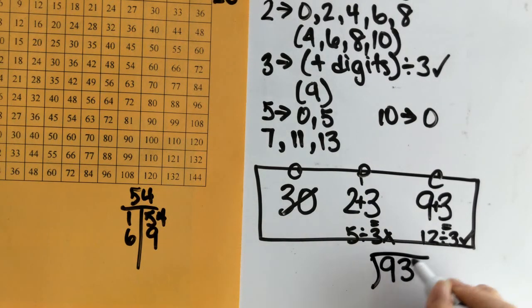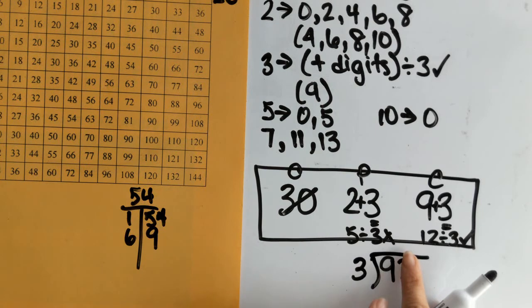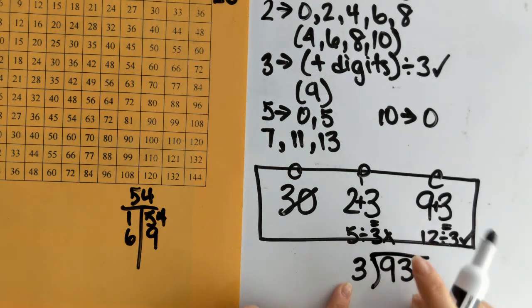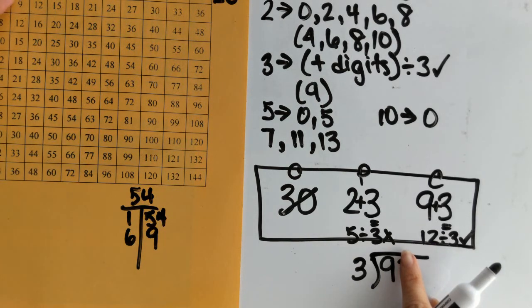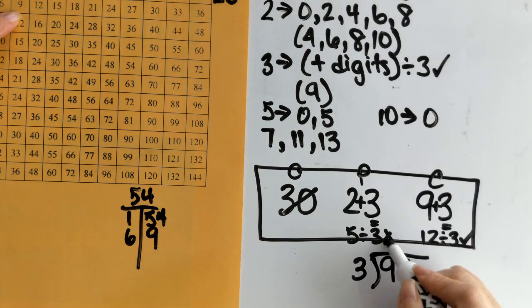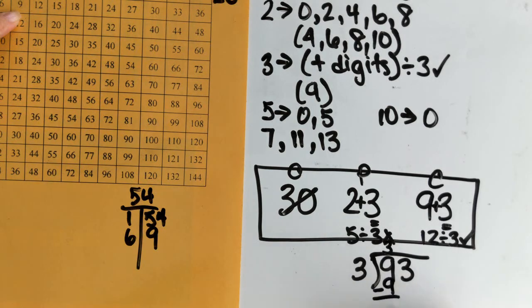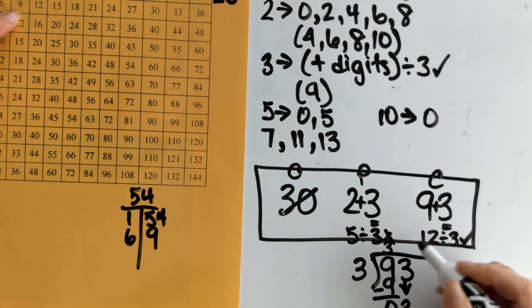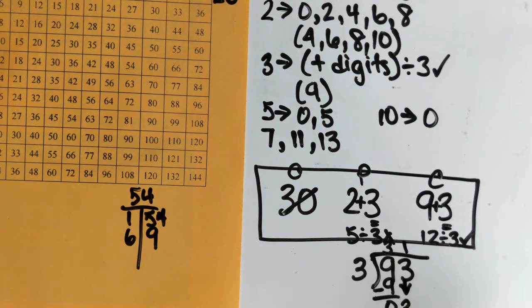Okay, so I'm going to divide. So 9 divided by 3, we're going to put our finger on the 3's column, and 9 is right here, so we know that 3 times 3 gives us 9. We subtract it, we get 0. And now we bring down this 3, and 3 divided by 3 is 1. So 93 actually has at least 1 times 93, but it also has 3 times 31.